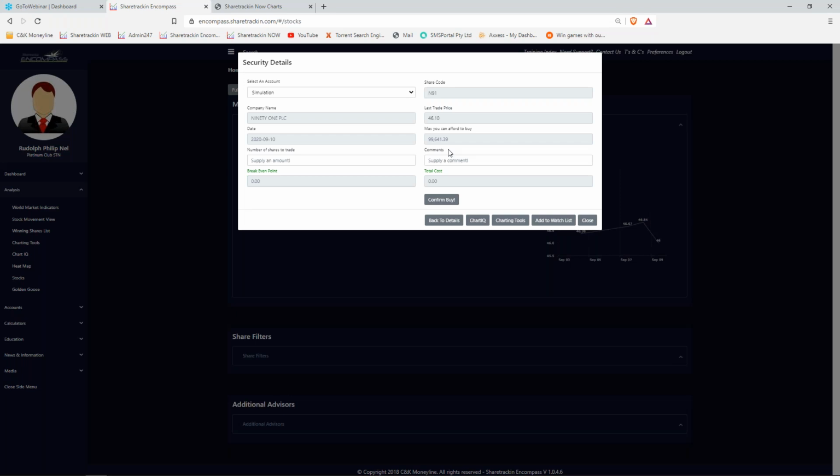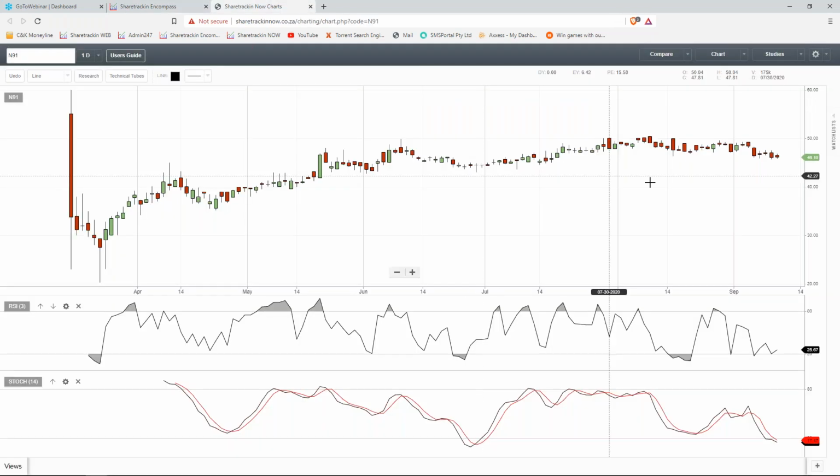Your technical comments will come directly from the charts. What did you see on the chart? What's currently happening on the RSI or on the stochastic? What's happening to the price? Or fundamental, you can find from your research.